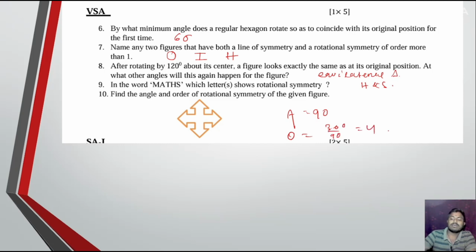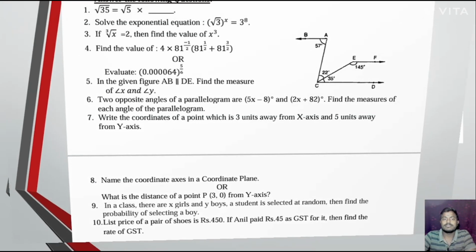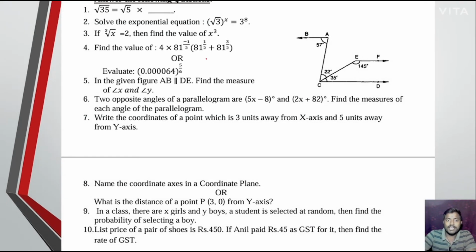Okay. Next question. Root 3 to the power 5 equal to 5 into 7. Solve the exponential equation. So we can write 3 to the power x by 2 equal to 3 to the power 8. So now the powers will be equal. So x by 2 equal to 8. So x equal to 16.